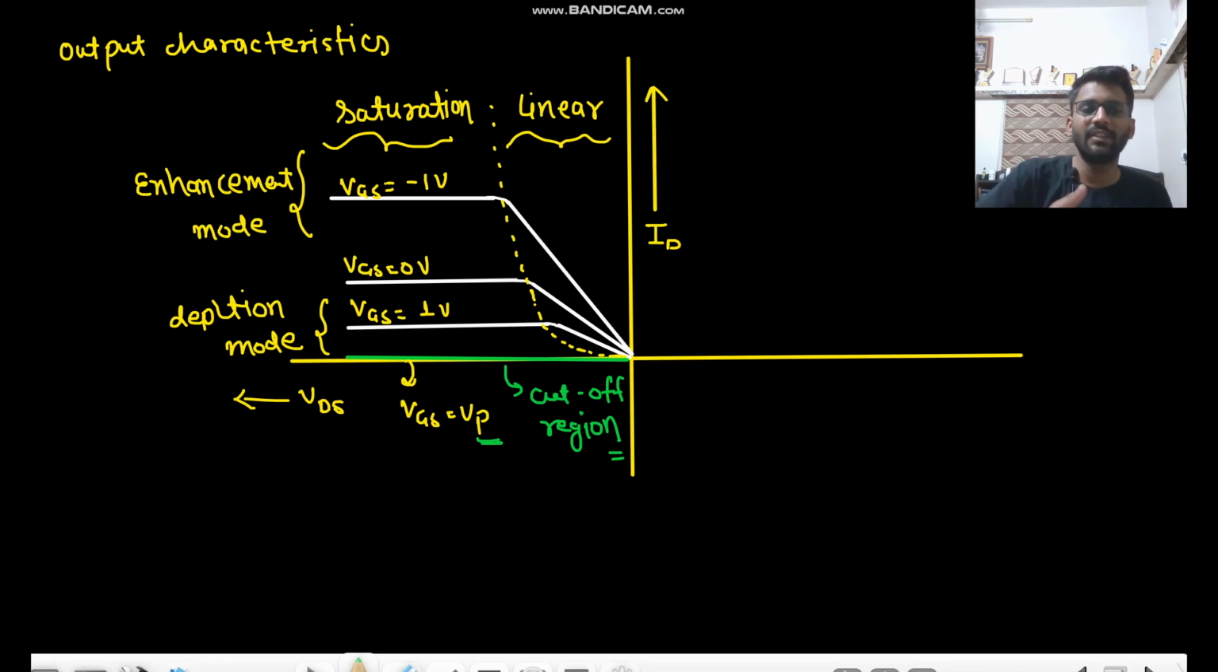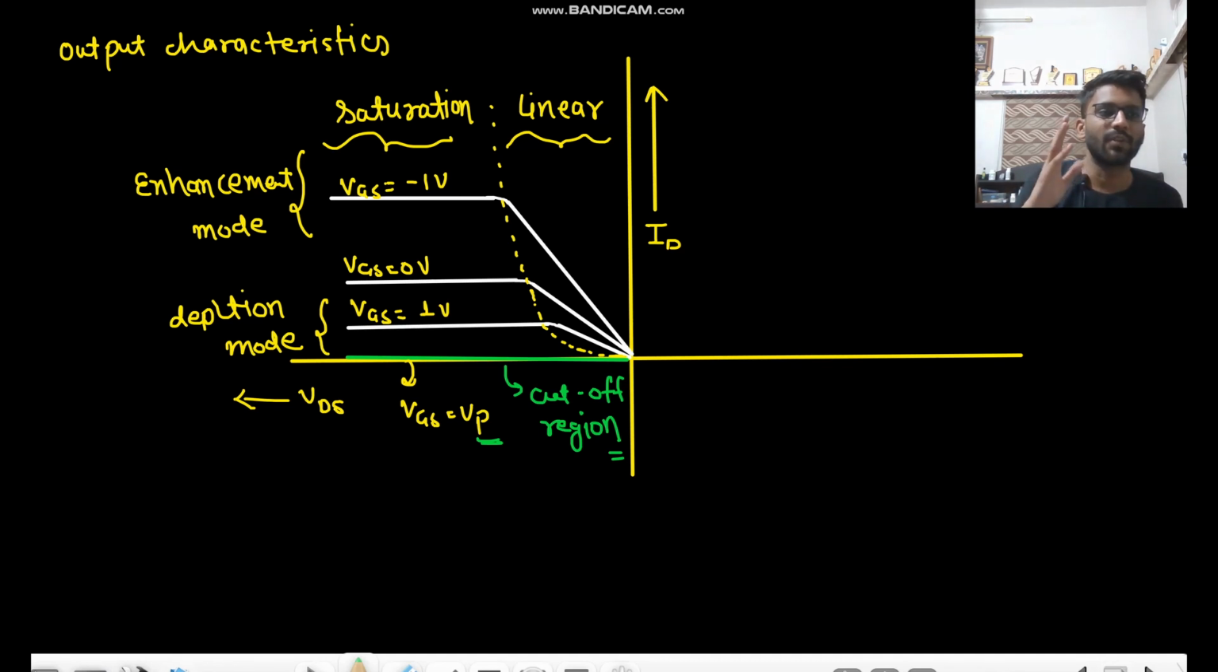In the previous one, if VGS was positive, we were getting a high amount of current, and if VGS was negative, we were getting less current. In this P channel one, if VGS is negative, we are getting a high amount of current. If VGS is positive, we are getting less current. You don't need to mug it up. You will just think about it.